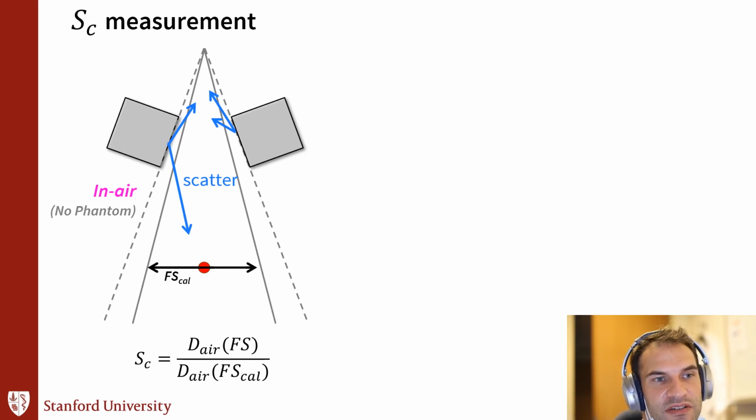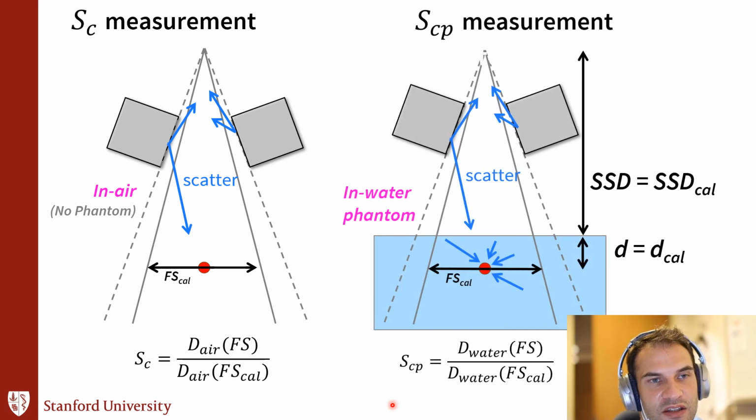So I said we can measure collimator scatter in air. If we don't have a phantom, we just put a detector in air and take the ratio of the measurements of different field sizes, and we can measure the collimator scatter factor. And then the combined scatter factor we can measure in a water phantom. When we're at the same SSD and same depth as the calibration, we just vary the field size, and we get the ratio of the dose at any given field size compared to that in the calibration conditions.